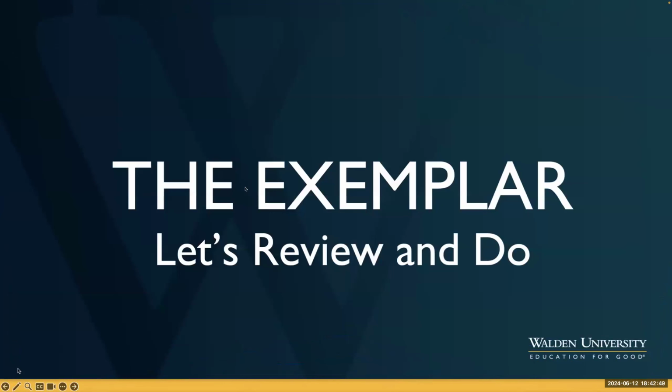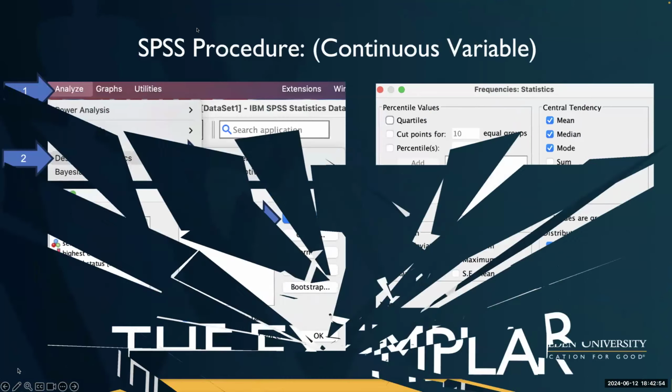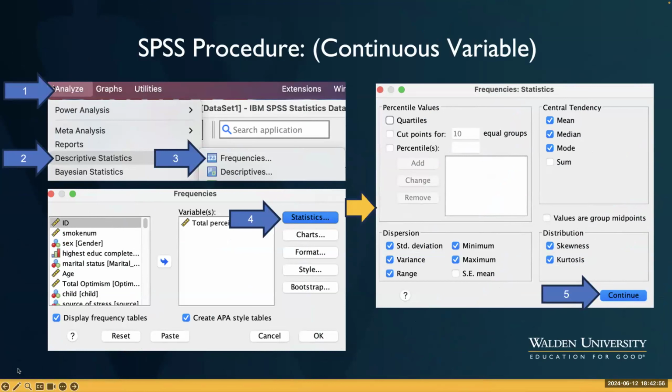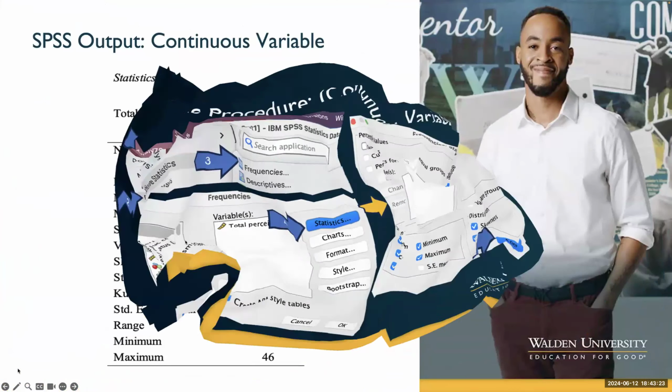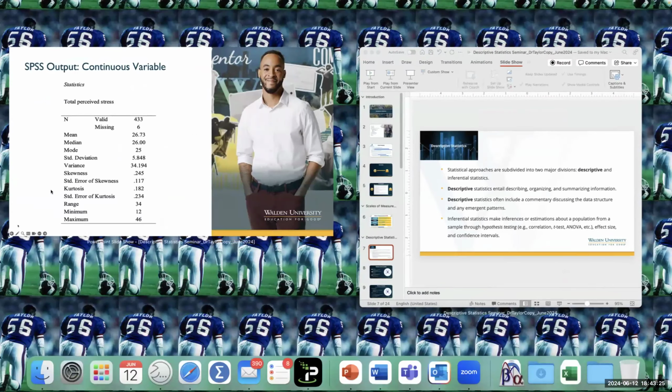Now, the exemplar, how do we do it? In SPSS, you're going to click on Analyze, clearly Descriptive Statistics, right there in front of you. Now, remember, this is for the continuous variable because you have to do this for a continuous and a categorical variable. So this is for the continuous. Now, you're going to put your variable in here. What we're looking at is the total perceived stress. So stress was a scale variable, and I want to see the results of that.